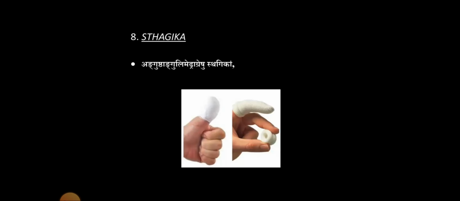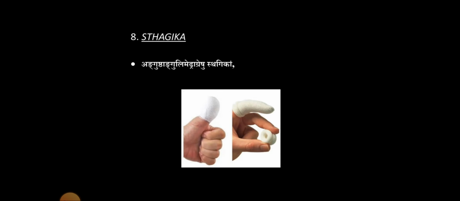Next is Tagiga. Angushta Anguli Medra Agreshu Tagiga. That is at the tip of toes, fingers, penis. In these sites, Tagiga Bandha is advised. That is also similar to Kosha, but there Kosha is told in Parva. It is in the joint region, not at the tip. At the joint regions, it is told about application of Kosha Bandha.